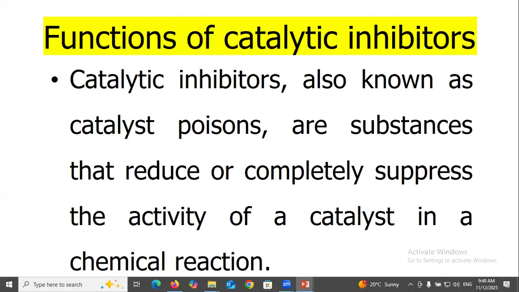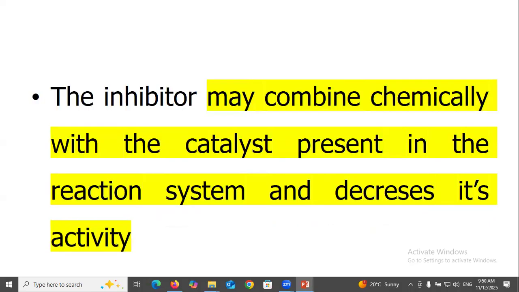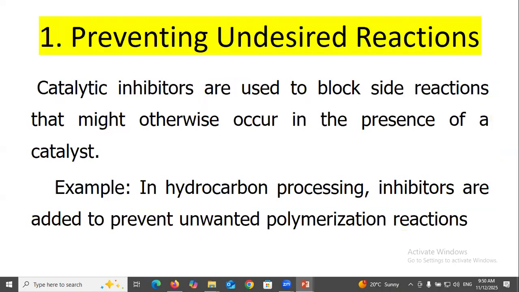Functions of catalytic inhibitors. Catalytic inhibitors, also known as catalyst poisons, are substances that reduce or completely suppress the activity of a catalyst in a chemical reaction. There are the following functions of the catalytic inhibitors or poison. The inhibitors exist on the surface of the catalyst, which hinders the further adhesion of reactant molecules to the surface of the catalyst, and the activity of the catalyst decreases. The inhibitor may combine chemically with the catalyst present in the reaction system and decrease its activity.